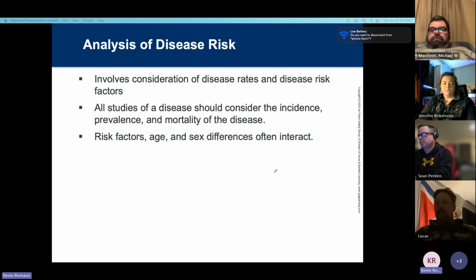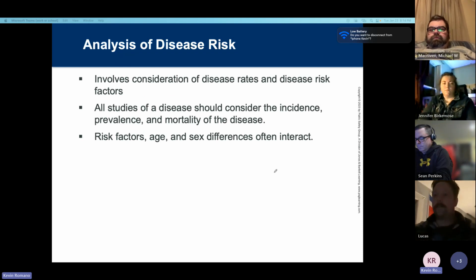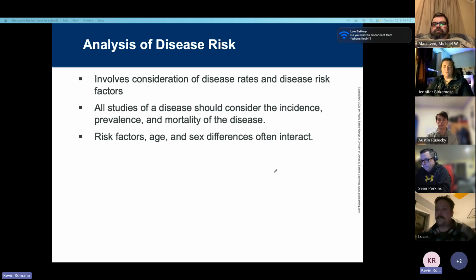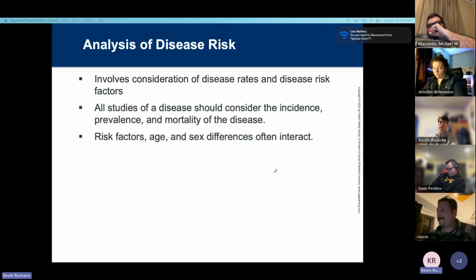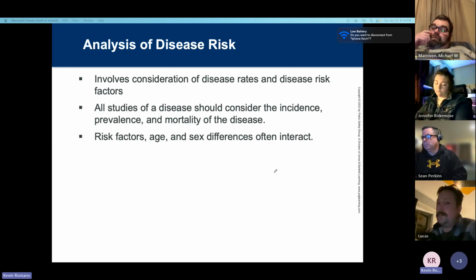So the analysis of disease risk involves consideration of disease rate and disease risk factors. Causal factors are risks that directly cause a disease to develop. Non-causal factors are risk factors that are associated with a disease but not a direct cause. So all studies of a disease should consider the incidence, prevalence, and mortality of that disease itself. Risk factors, age, and sex differences often interact with this.